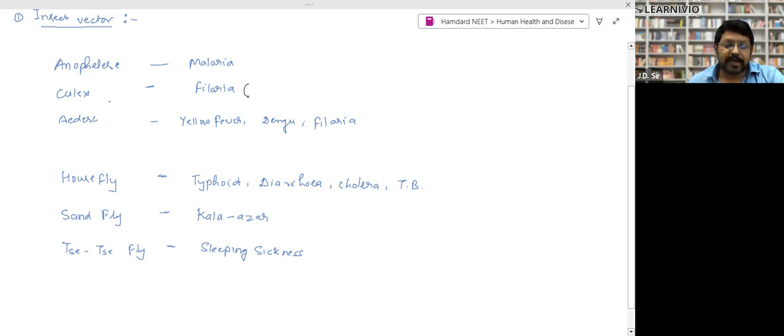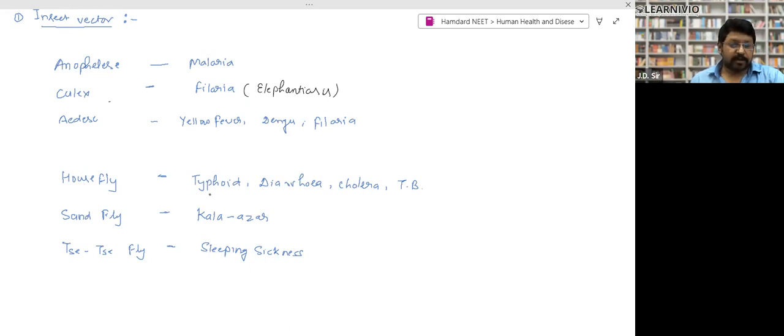What else is filaria called? This disease is also called elephantiasis. In elephantiasis, the lower body organs, basically the leg of a human, become like an elephant's. That's why this is called elephantiasis, filaria. Aedes spreads yellow fever, dengue fever, and filaria. So this is responsible for yellow fever, dengue fever, and filaria as well.